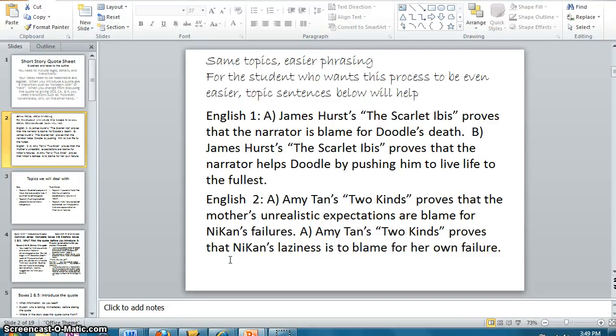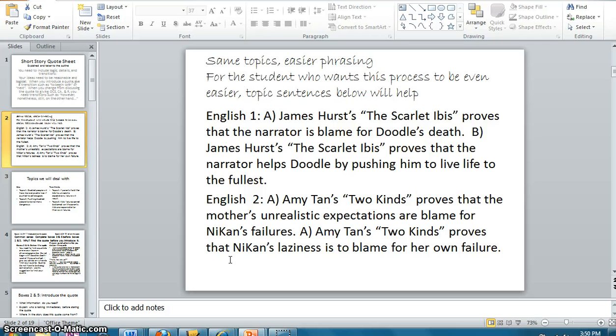For English 1, here's your topic sentence. James Hurst's The Scarlet Ibis proves that the narrator is to blame for Doodle's death. Or, James Hurst's The Scarlet Ibis proves that the narrator helps Doodle by pushing him to live life to the fullest. That's really exactly what my other topics were, just stated more simply.